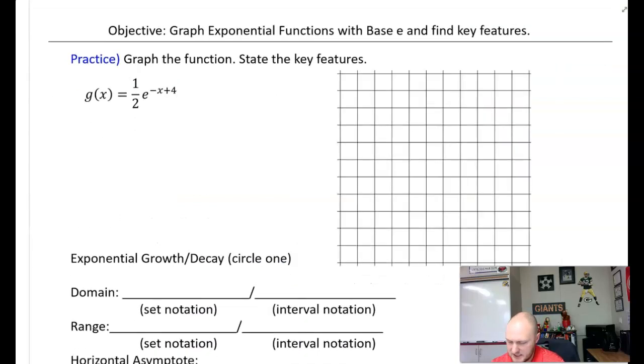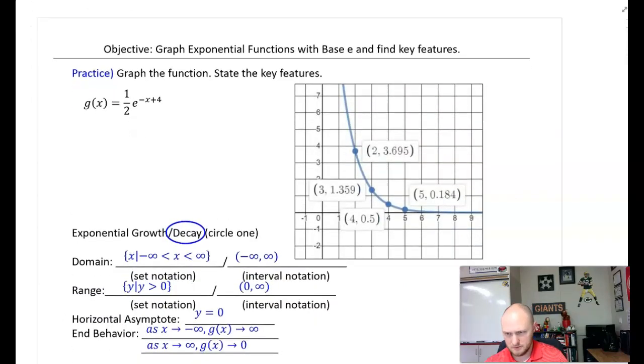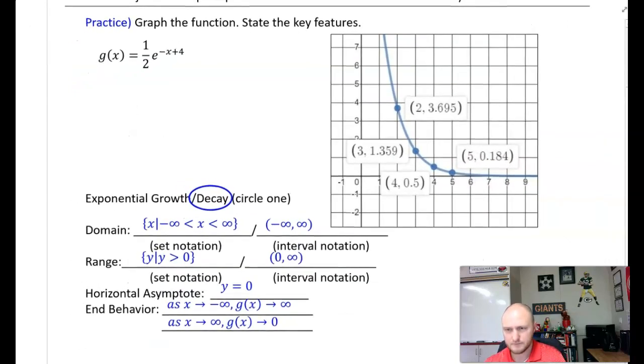Okay, here is example number 2. Please pause the video and try this example. Okay, and here is the solution. We have a stretch factor of 1/2, and we had a negative c value. So we have that horizontal reflection, and we ended up shifting to the right 4. So again, the key points that you would want are right here, 4 up 1/2, and then left 1 up 1/2 of 2.7.